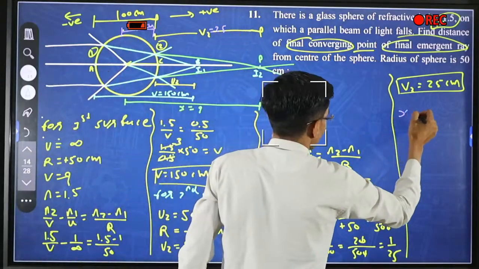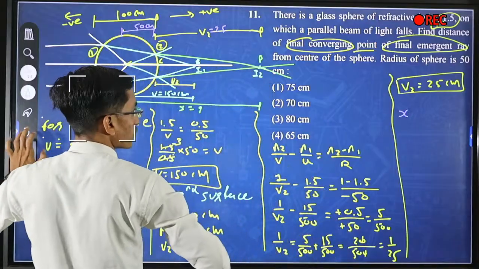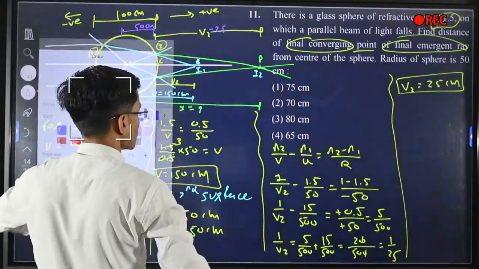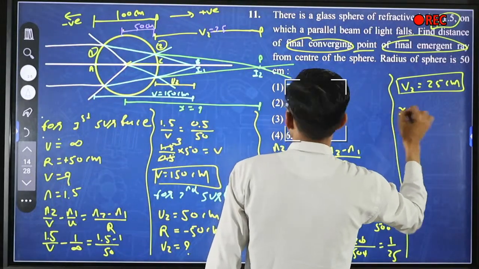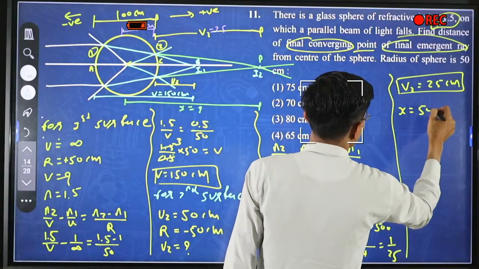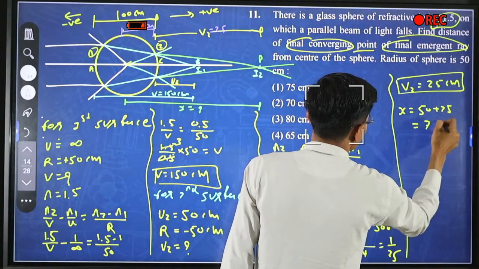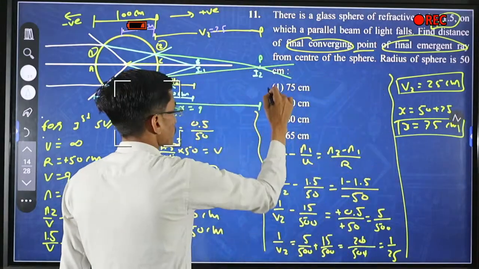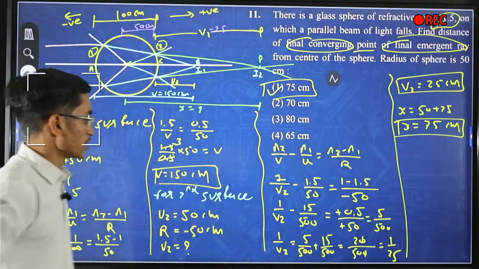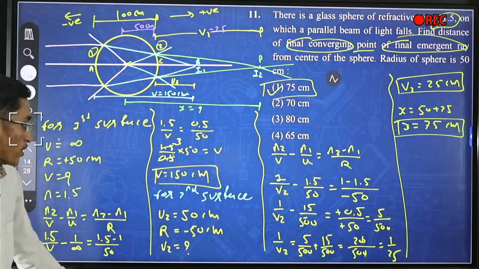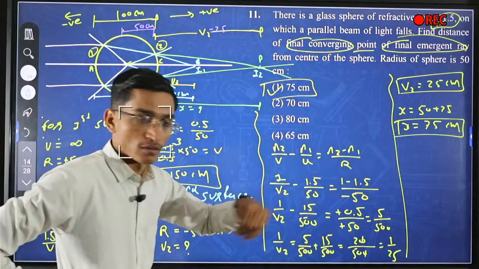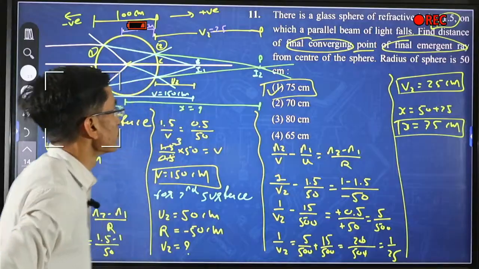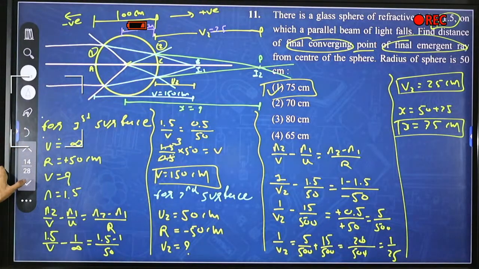So total distance x, I hope you will be able to see this. X is equal to 50 plus 25, so this is 75 centimeter. Okay. So now you can say that the formula is easy, but the lengthiness is some good. It can be called a lengthy question.